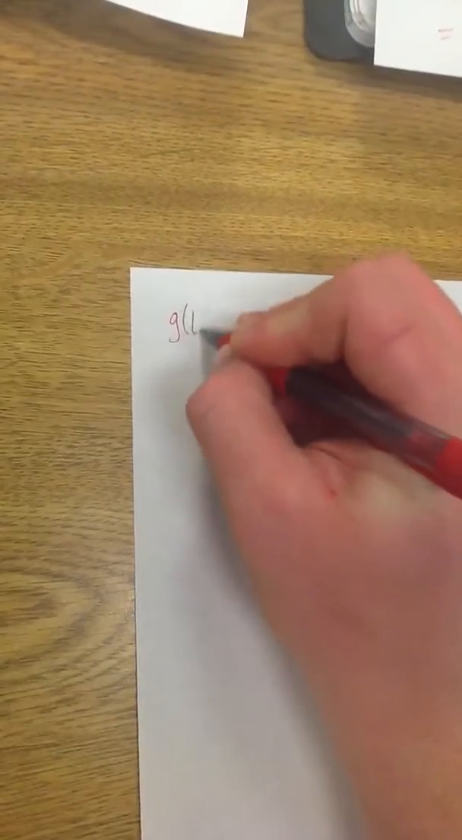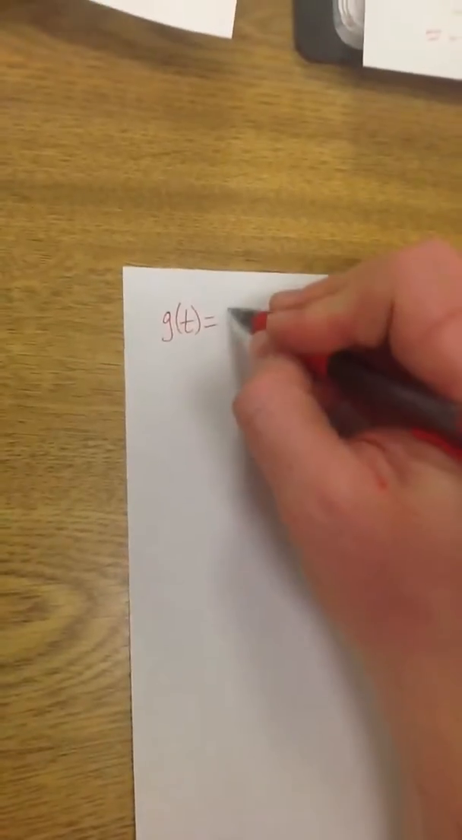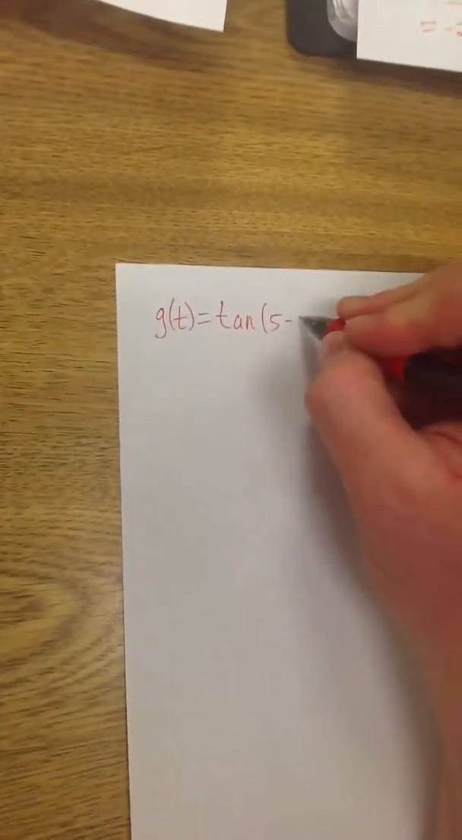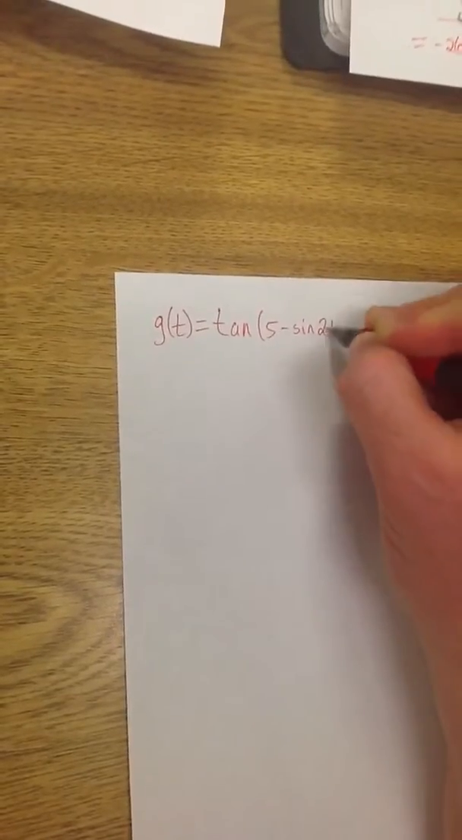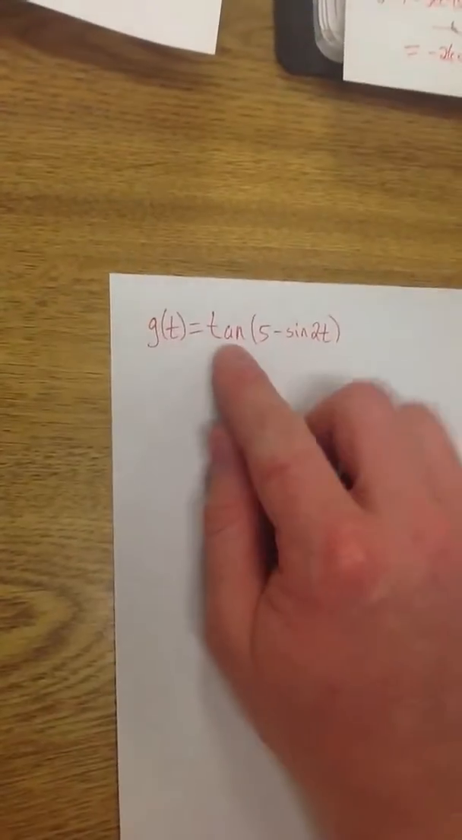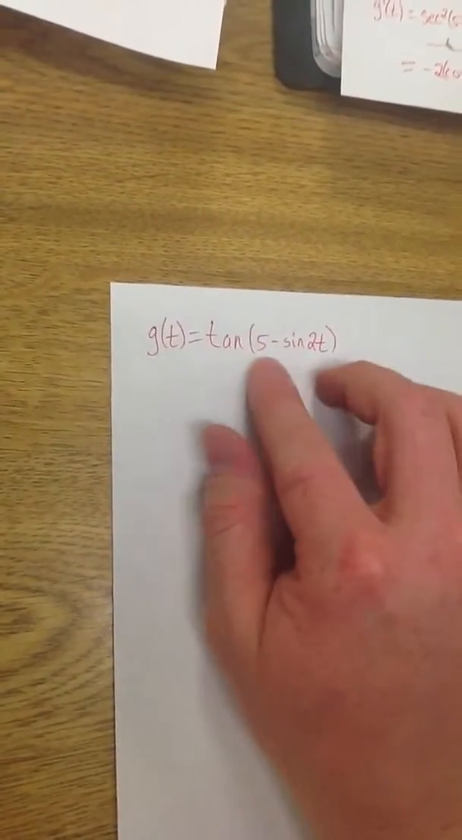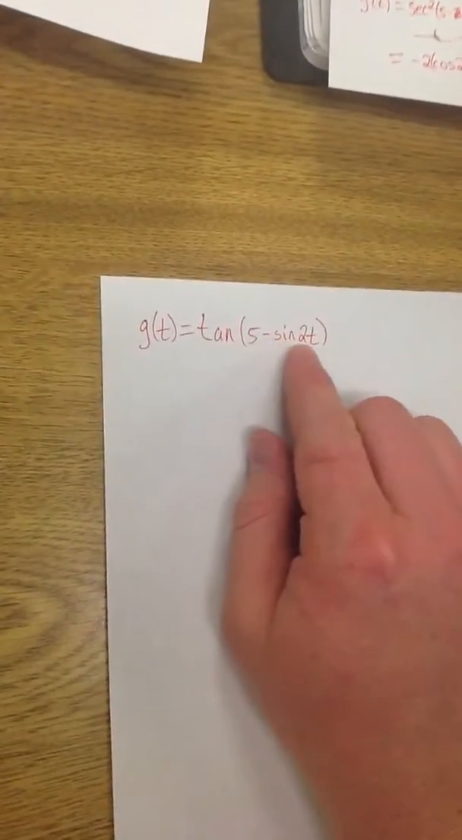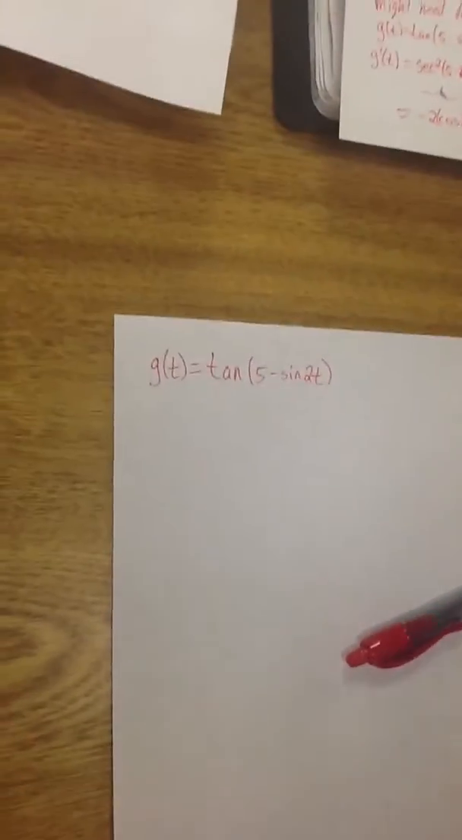Alright, so if we have to do it more than once, a function like g of t, and this is one of the examples in the book, tangent of 5 minus the sine of 2t. I want to find the derivative of that. Well, what you'll notice is this is a composite function, tangent of this stuff, and then if I ignore that, I've got another composite function here with the sine of 2t. So what I've got to do is do the chain rule twice.